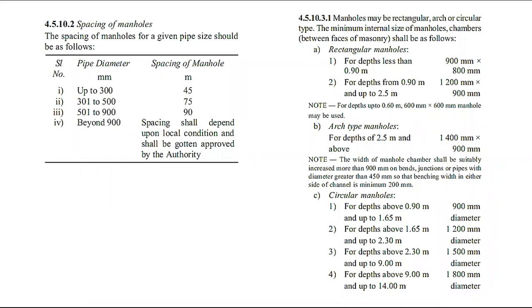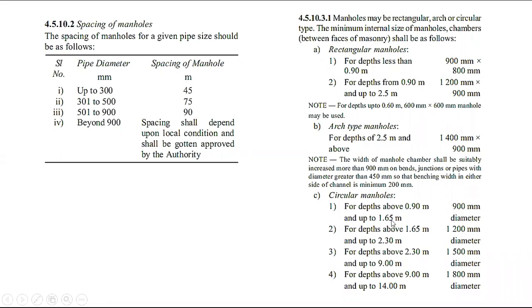Starting manhole. R-type manhole we have never used in our project. Circular manholes we are using. For R-type manhole also they told, for depth up to 2.5 meter and above, 1400 by 900 mm is recommended. For manholes, only square and circular we are using. Circular manhole for depth up to 0.9 meter, 900 mm diameter you can give.